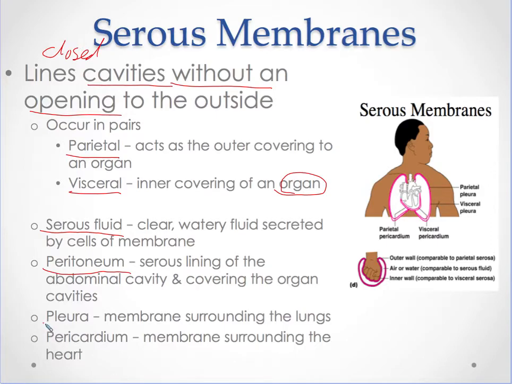Your pleura. Anything pleura is referring to the lungs. So you have a visceral pleura and a parietal pleura, which are shown here. Visceral is attached to the lungs. Parietal actually lines the outside of your lungs, so almost attaches to your rib cage. And those are your two linings. And then you have your pericardium. And so cardium refers to the heart. So you have a visceral and parietal pericardium. Visceral being attached directly to the heart, parietal being outside of that.